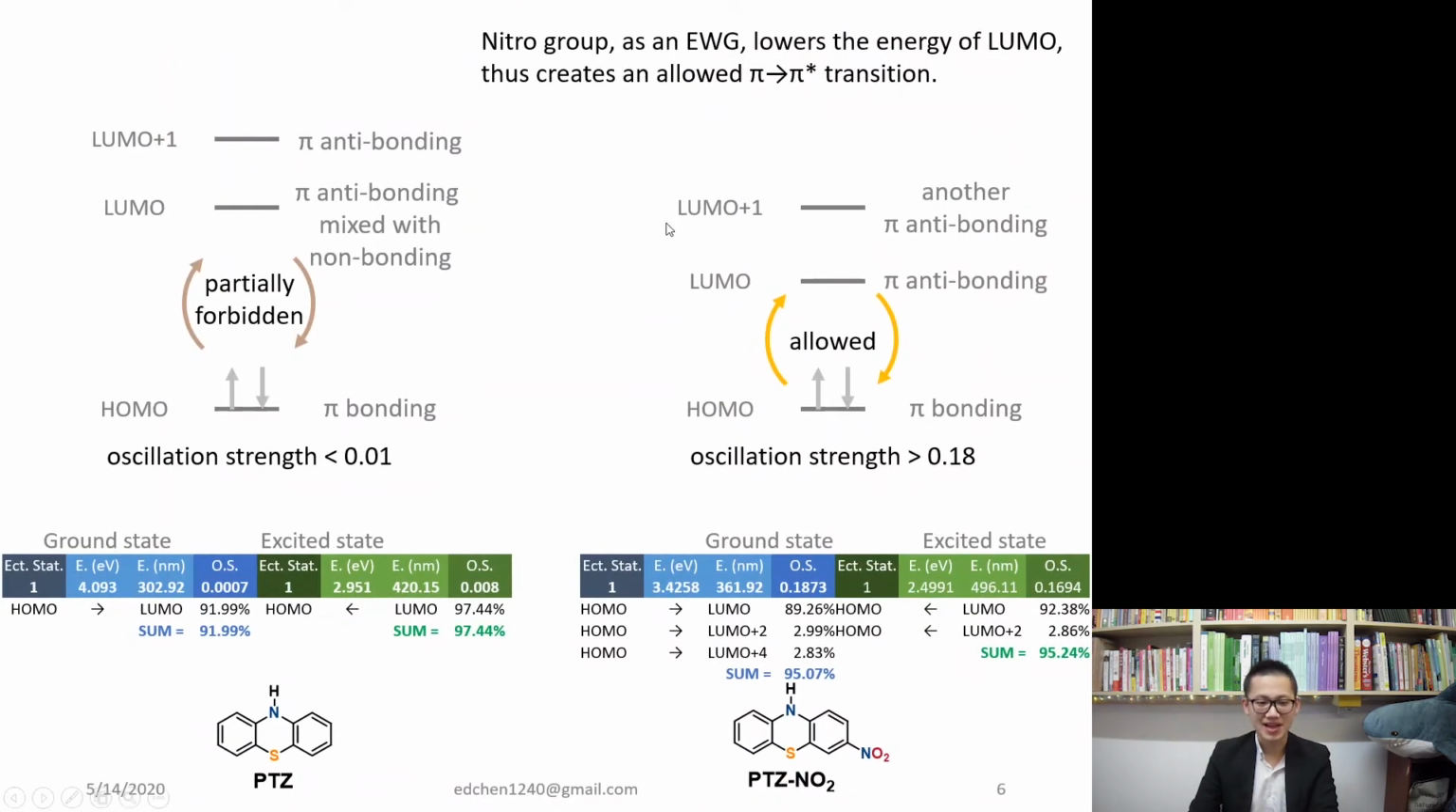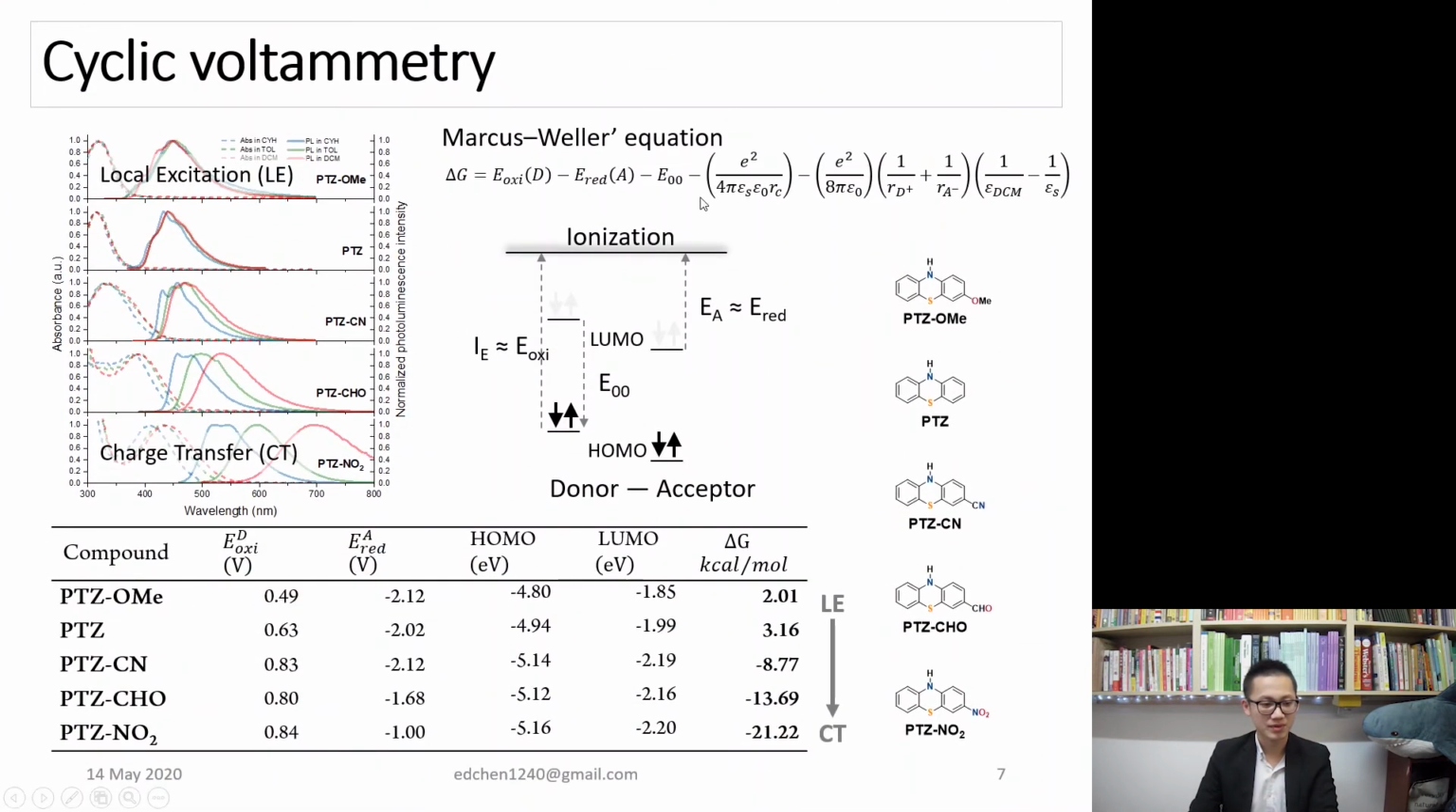This implies that the transition between HOMO and LUMO of PTZ is a partially forbidden pi to pi star mixed with non-bonding orbital, and the PTZNO2 has an allowed pi to pi star transition, therefore it's highly fluorescent. Cyclic voltammetry analysis was also conducted to verify the intrinsic electronic properties of PTZ and its derivatives.